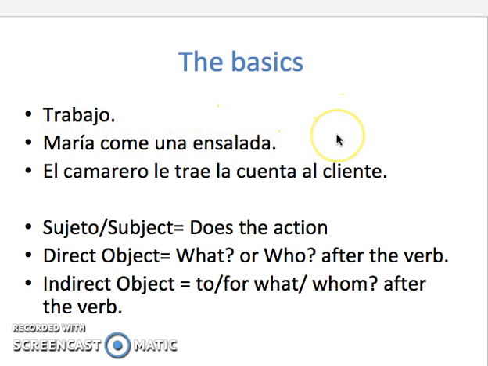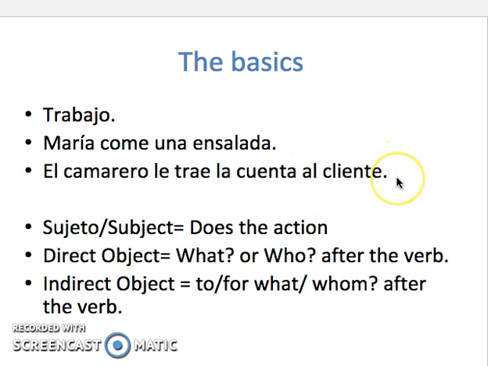En la segunda oración tenemos María come una ensalada. ¿Cuál es el sujeto de la oración? El sujeto es María, right? María is the one who eats. Muy bien. Come would be your verb, right? And what would be una ensalada? That would be the direct object. Okay, so if we say Maria eats what? A salad. Okay, that will give you your direct object. So you learn already how to replace the direct object with a direct object pronoun. In this chapter, we're going to learn how to replace both the direct and the indirect object pronoun.